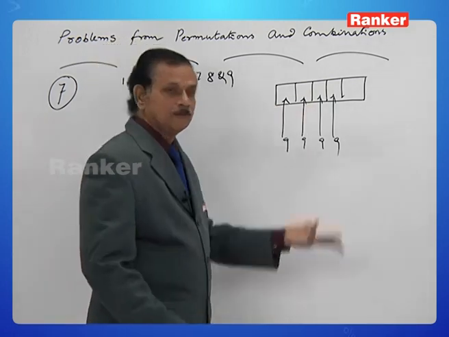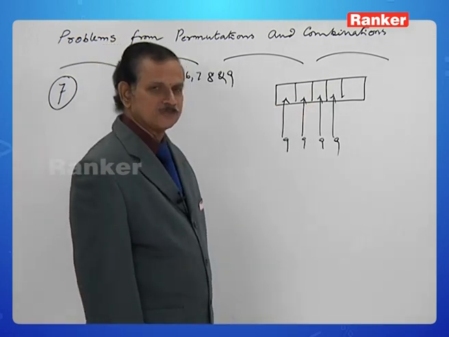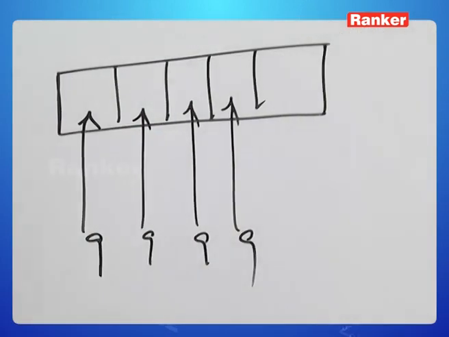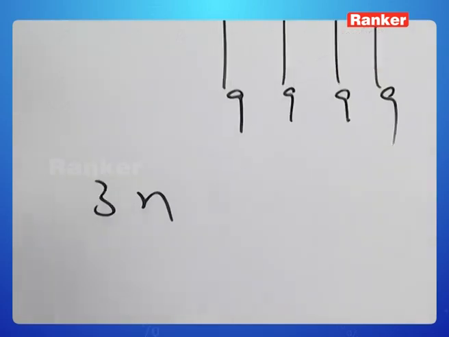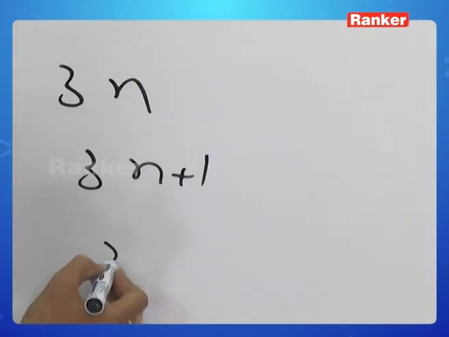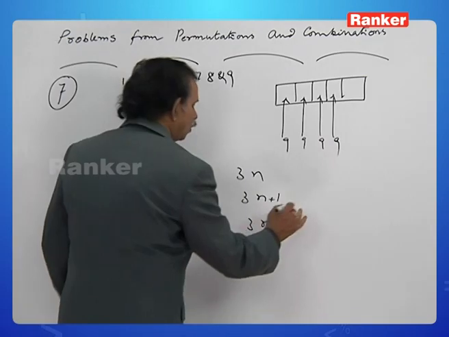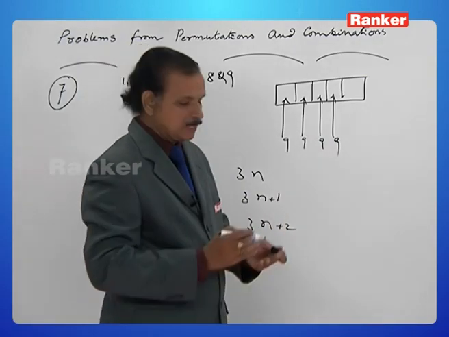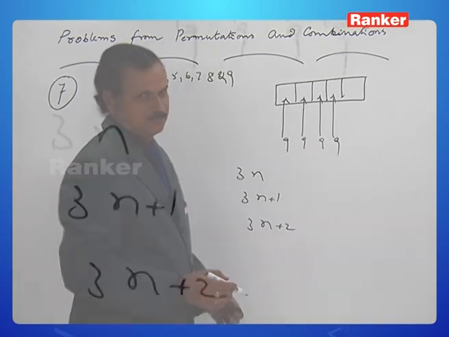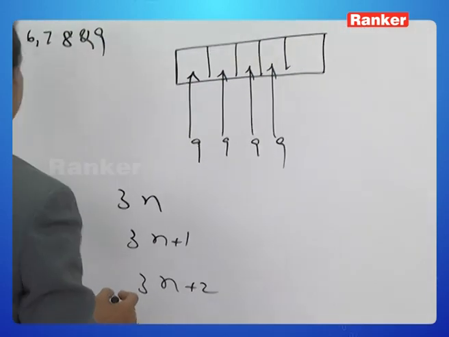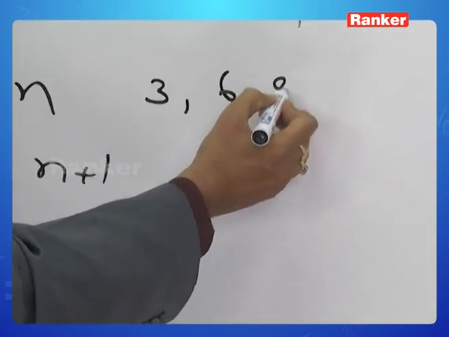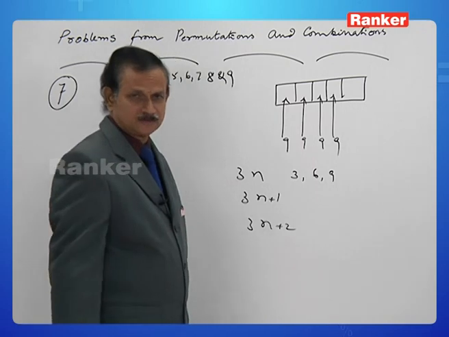What are the digits? We do not know. But of course, 3 cases may arise. The sum of all these 4 digits is either in the form 3n or in the form 3n plus 1 or in the form 3n plus 2. Only 3 cases. Suppose this sum is in the form 3n. Then the 5th place must be filled either by 3 or 6 or 9. How many ways? 3 ways.